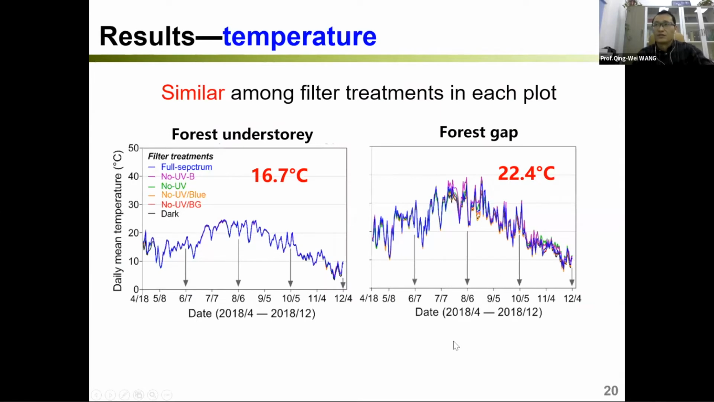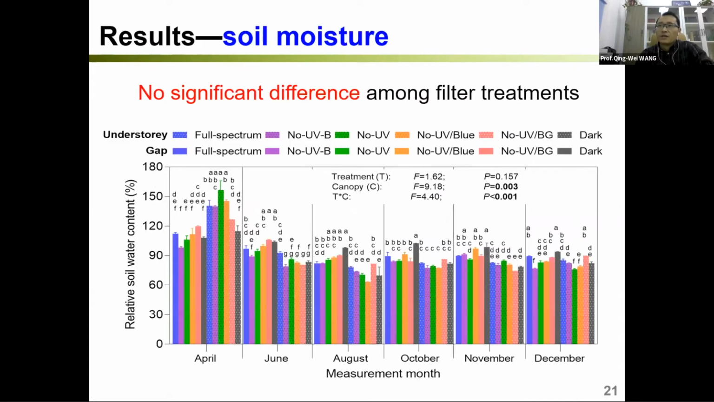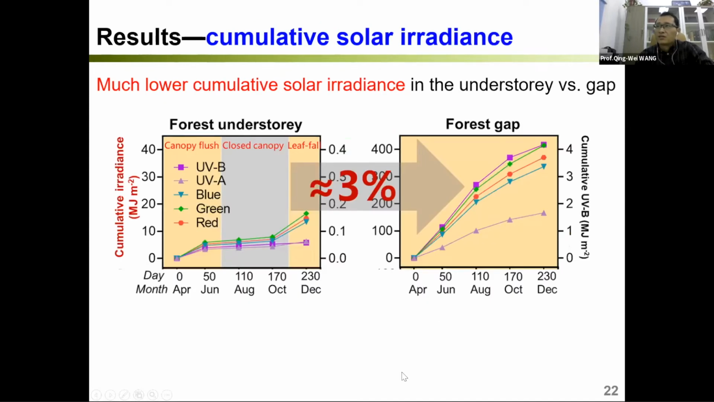Okay, let's see the results. First, the temperature. You can see temperature was similar among treatments in each plot. Soil moisture also had no significant difference among filter treatments. But cumulative solar irradiance for each spectral range was much lower in the understory than in the gap due to the canopy closure in the summer.